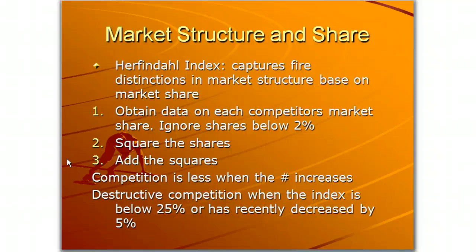So the idea is if you have a high number, such as 1, then it's a monopoly. The lower the number is, the more competition you have. So they consider anything under 25% to be destructive competition, and any market that's recently gone down by 5%. So the lower this number develops, so it's a way of mathematically carving up your markets, developing this percentage, and being able to say whether or not it's destructive competition.